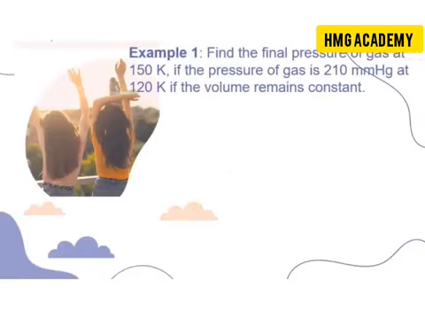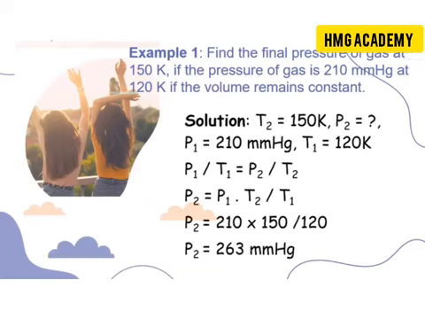Let's now take a quick example. Example 1. Find the final pressure of gas at 150 Kelvin if the pressure of gas is 210 mm mercury at 120 Kelvin if the volume remains constant. Now take a look at the solution. As usual, we bring out our data. T2 is 150 Kelvin, P2 is unknown, P1 is 210 mm mercury, while T1 is 120 Kelvin.